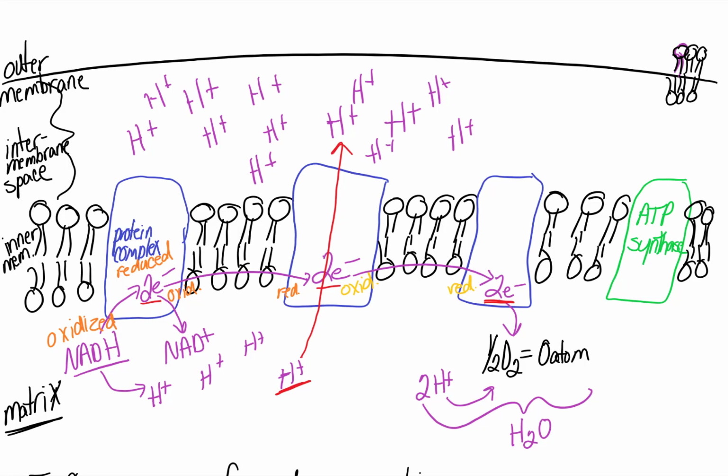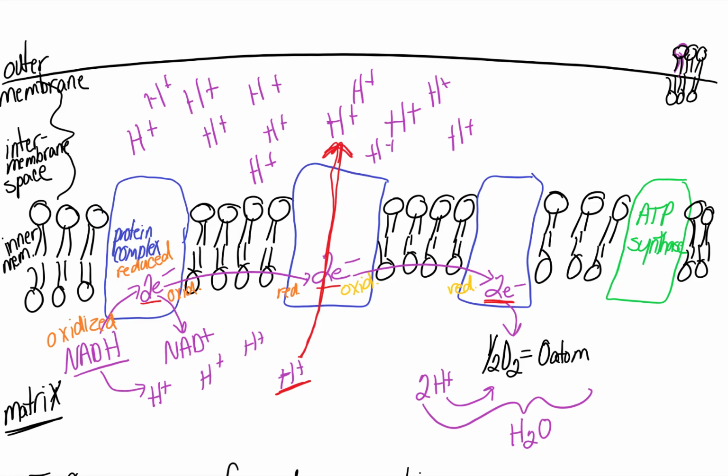Now, the protein complexes not only act as electron carriers in the redox reactions, that transfer of electrons down the chain, but they also act as transport proteins that are going to allow for those hydrogen ions to move across the membrane. And that's why I have my arrow moving through one of those protein complexes.